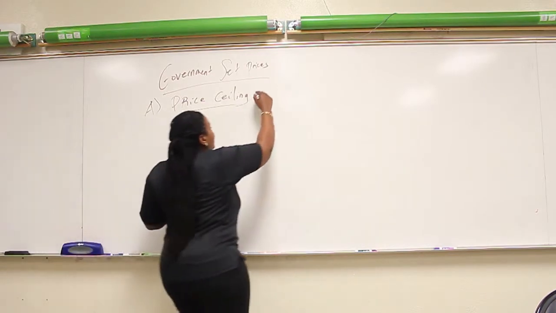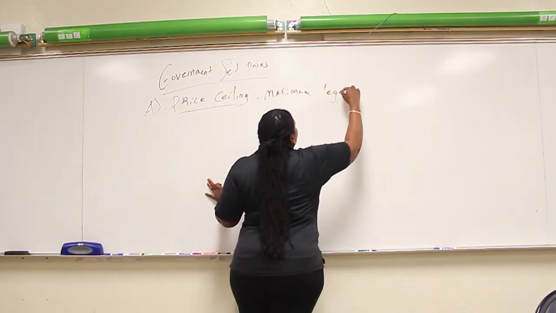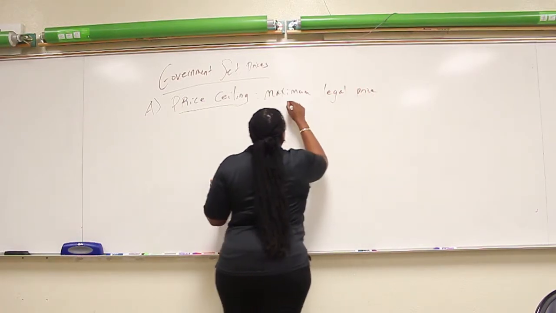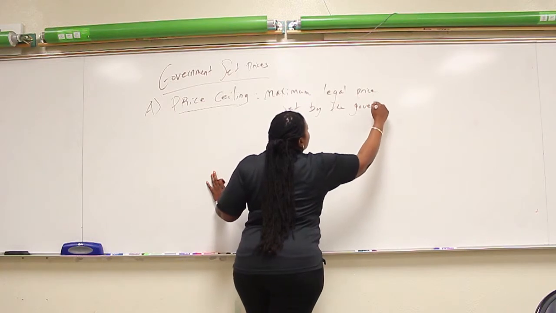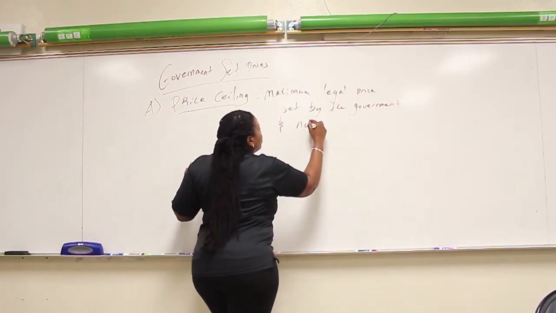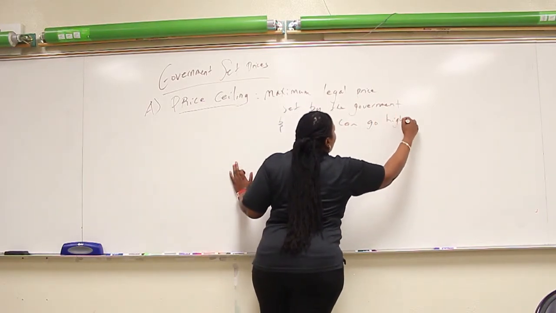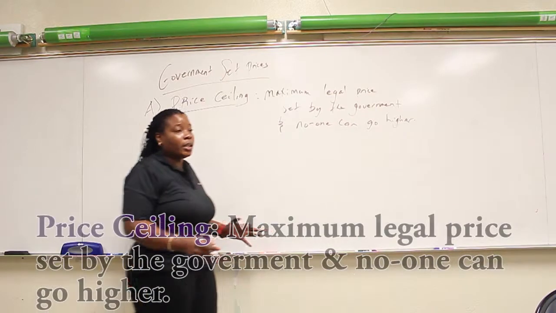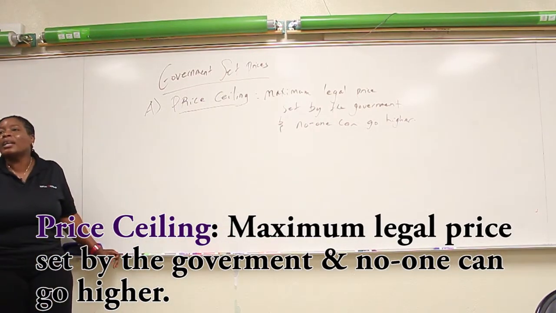And a price ceiling is a maximum legal price set by the government. And no one can go higher. If you go higher than the ceiling, you are breaking the law. That's the idea. A price ceiling, some maximum legal price set by the government.